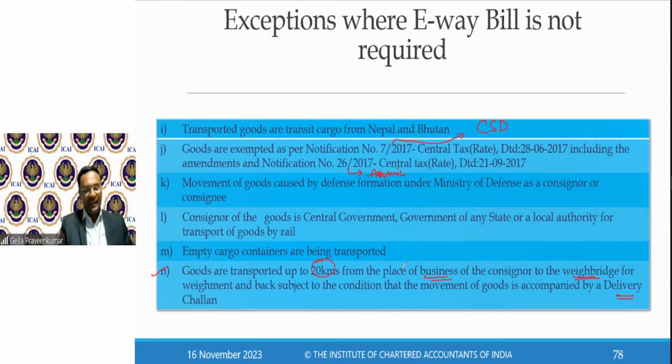Generally, take an example of steel scrap or any other scrap. I load the entire scrap to the vehicle. Per kg, I'll charge 10 rupees. How do I know how many kgs? So what I'll do, I'll load all the scrap into the vehicle. I'll send this vehicle to the weighment bridge for weighing purpose. So I send it through a delivery challan, then bring it back using that delivery challan. Then no e-way bill would be required.